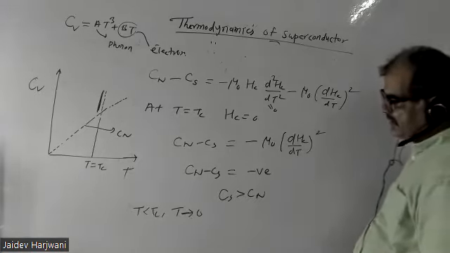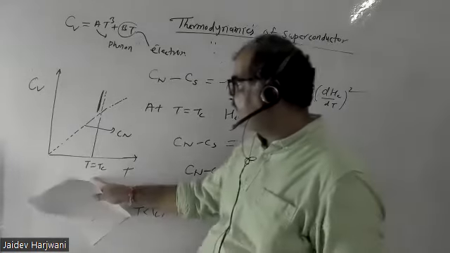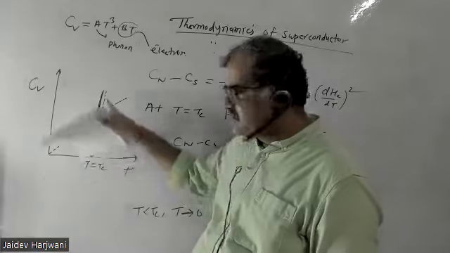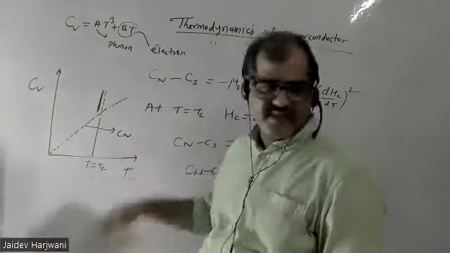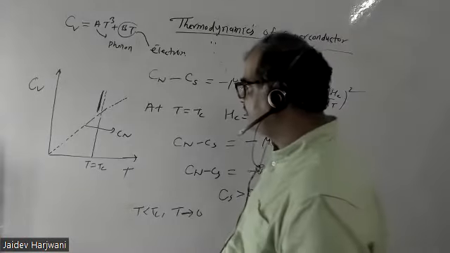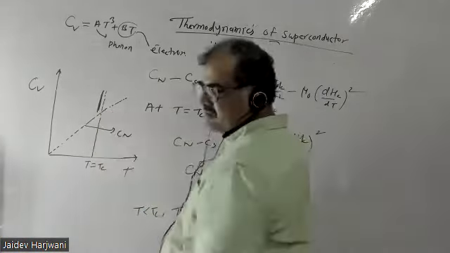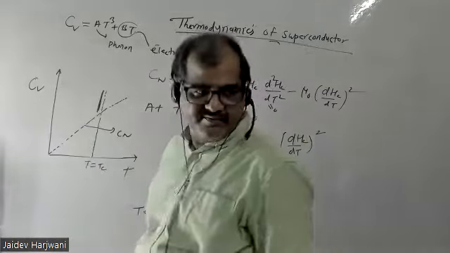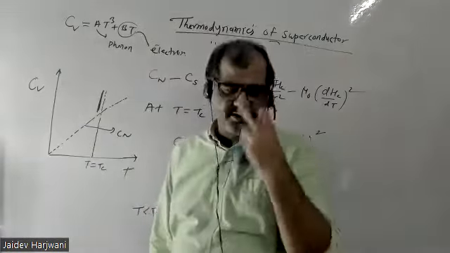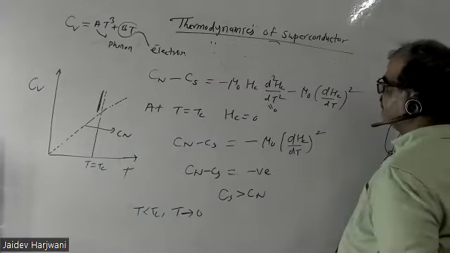So from here we are seeing that at transition temperature there is a discontinuity. Both Cs and Cn are not matching. Cn has some value, but for superconductivity we are measuring a different value at Tc. When we are doing the reverse, this value is very high. So there is a discontinuity. There is a jump.